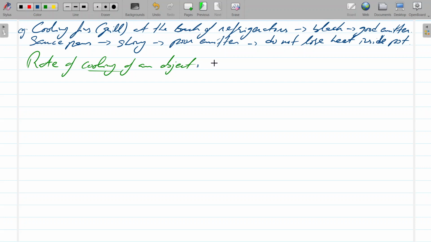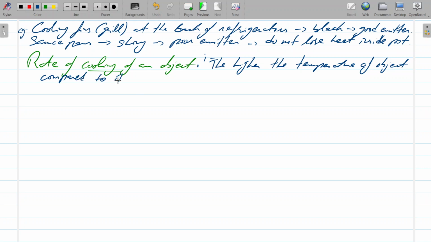And so the concept is that the higher the temperature, so let me put in 1 over here. It's the first thing to consider of the object compared to its surroundings. And the second thing to consider is the larger its surface area.